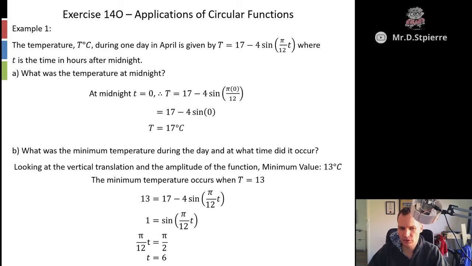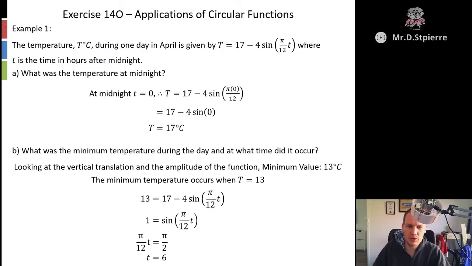Half of example one has already been done, a bunch of the work, but we can still make some notes beside it and some key information or strategies that we used. So let's get going. Example one: the temperature T degrees during one April day is given by T equals 17 minus 4 sine pi on 12t, where t is the time in hours after midnight.